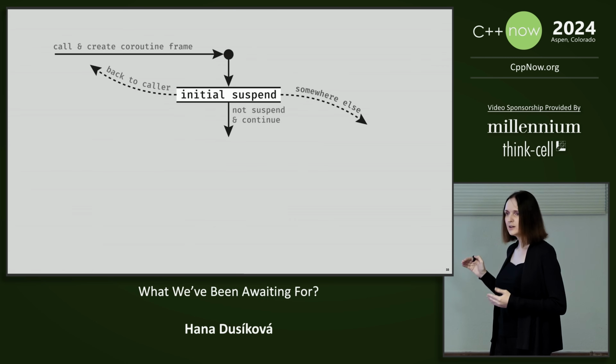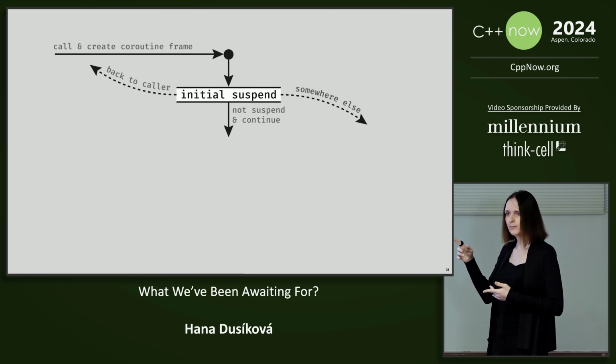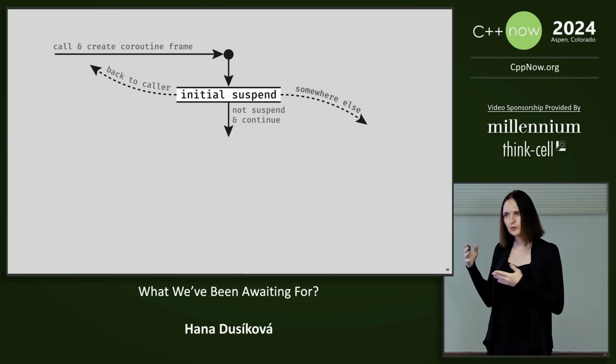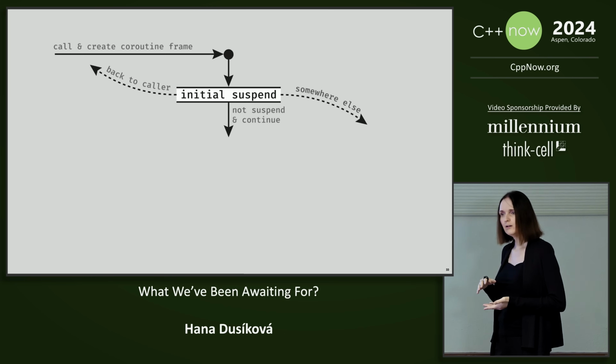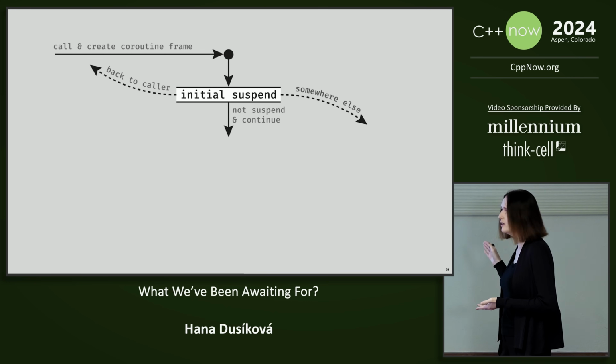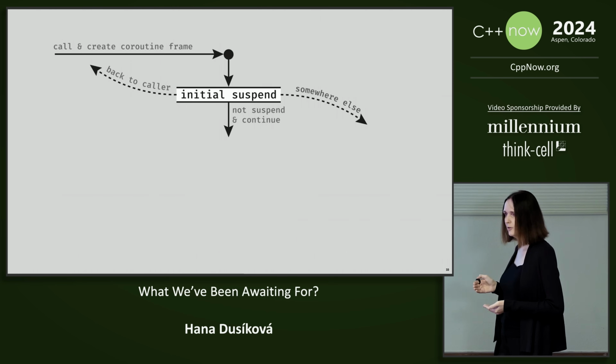So if you suspend and if you return void, it will go immediately back to the caller, so someone who called your coroutine. If you return coroutine handle, you can jump to another coroutine somewhere else. Or you can just not suspend and it will just continue forward.